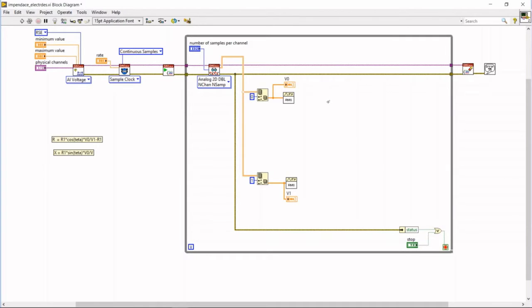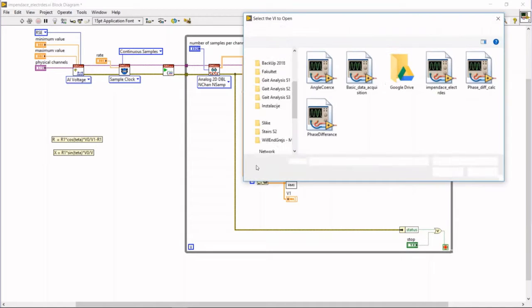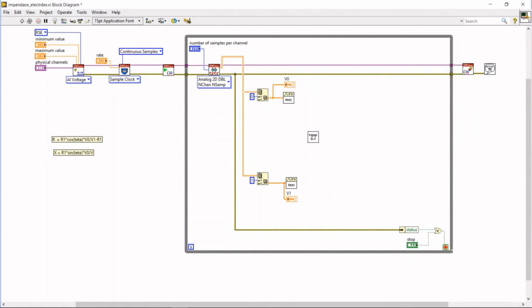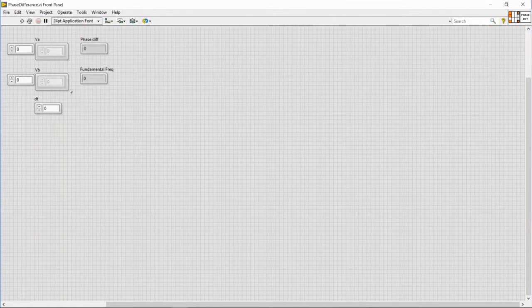So how do we get our phase difference? I'm going to use a block that I made, it's called phase difference, and I'm going to show you how I code it. Our inputs are VA and VB, that is our V0 and V1. Also DT, that is the period that we're going to use to calculate the fundamental frequency, and the outputs are the phase difference that we need and the fundamental frequency.